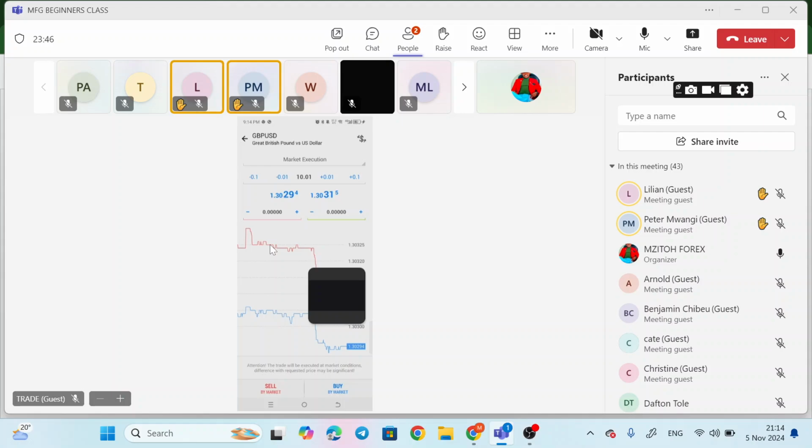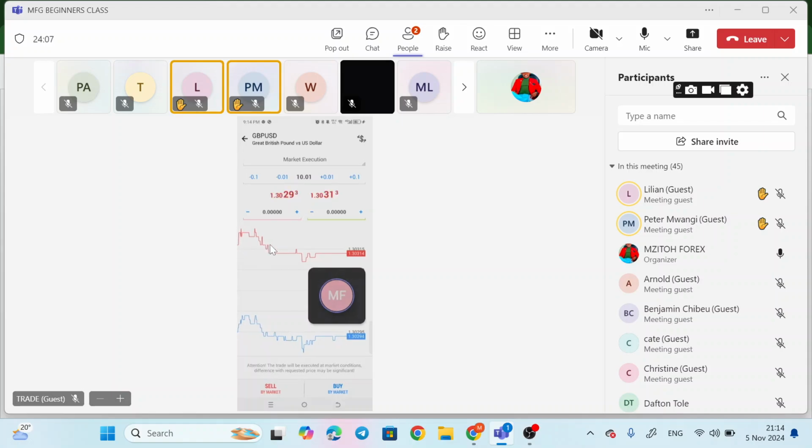So where do I put my lot size? I will place my lot size. There, it's written 0.01. That is where you do your lot size. And remember, how do you do your lot size? You have to calculate the lot size before getting here. You have to go to the position size calculator and get the correct lot size.